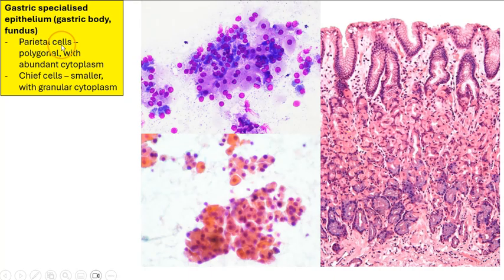and the chief cells. And the parietal cells are usually large, polygonal, with low NC ratios and abundant cytoplasm. And the chief cells will often be a lot smaller, and sometimes they can have granular cytoplasm. The granular cytoplasm is more readily seen in the air-dried smears. So these cells should not be mistaken for lesional tissue.